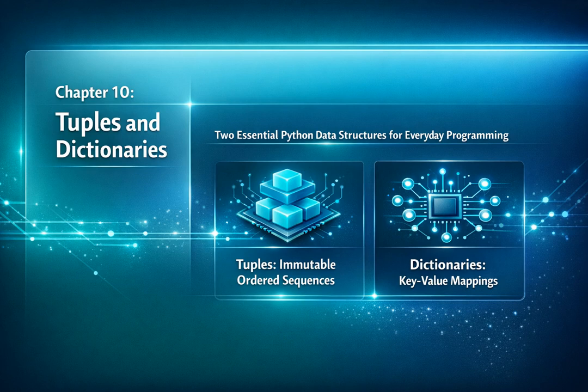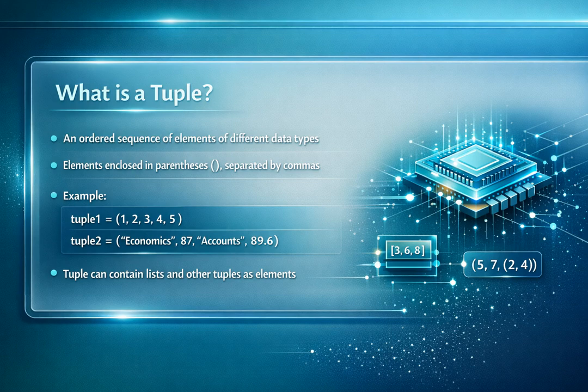Welcome to Chapter 10, Tuples and Dictionaries. This chapter introduces two more essential Python data structures. Tuples are like lists but immutable, and dictionaries store data as key-value pairs for fast, meaningful lookups. A tuple is an ordered sequence of elements that can be of different data types.